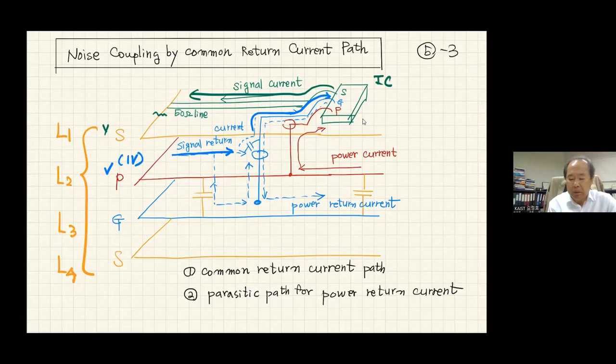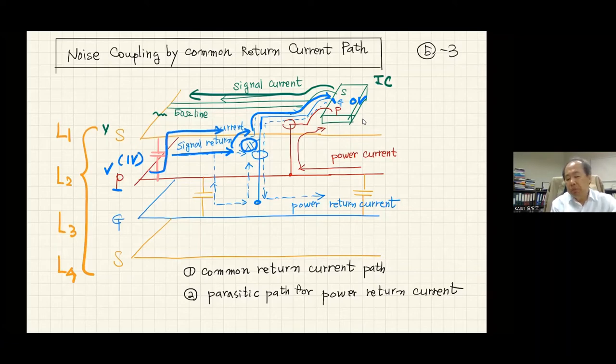So this return current path cannot directly connect to the ground pin. So if there is a parasitic capacitance, it will go through that parasitic capacitance. This IC has ground, but that is usually 0 volts, but this reference plane is 1 volt. So we cannot connect them directly. Return current has to go through some parasitic capacitance. Sometimes we may have certain decoupling capacitance. Here we may have certain capacitance. Probably this return current has to go through the decoupling capacitance and maybe go something like that.